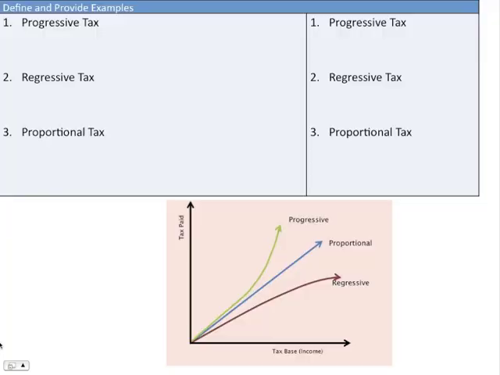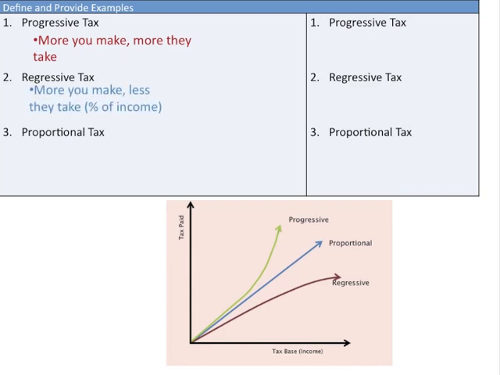Now, one of the concepts in personal finance is the three types of tax structures. There's what's called a progressive tax system, a regressive tax system, and a proportional tax system. A progressive tax system is such that the more you make, the more they take. In other words, as your income increases, so do your taxes. A regressive tax is effectively a tax structure where the more money you make, the less the tax affects you as a percentage of your income.